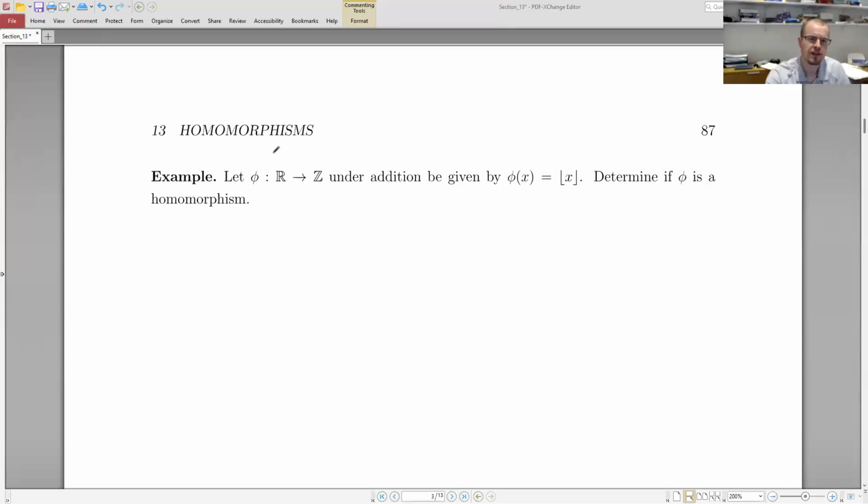All right. So let's let phi be a mapping from the real numbers to the integers under addition, given by phi of x is this thing. What is this? Well, this is what's called the floor function or the greatest integer function. Let me give some examples of this. Many people call it the greatest integer function.